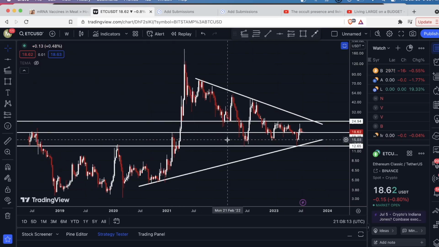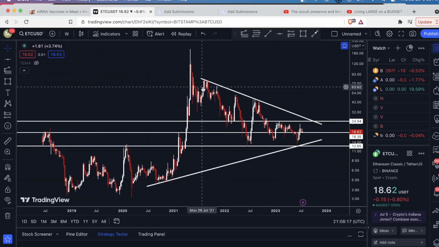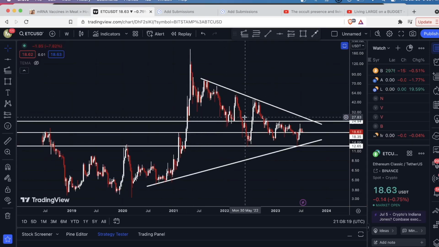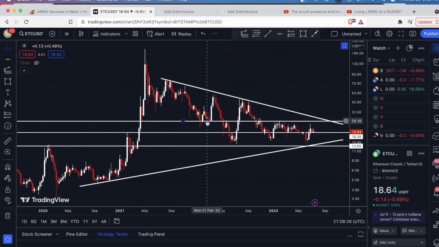Okay, the next level that you can mark on your chart is this level here. As we had the blow off top here, we came down, and we ended up getting support and a bounce back right at this particular level, which is about $24.94. And I'm basing that on the close of the body of the candle on the weekly time frame. So yeah, we have a long history of support here.